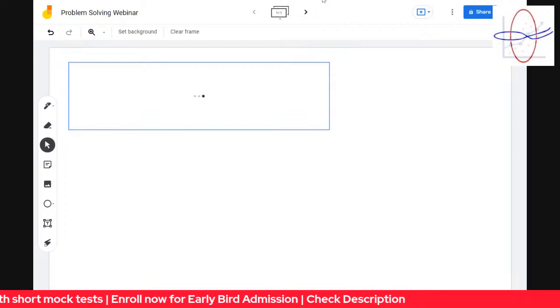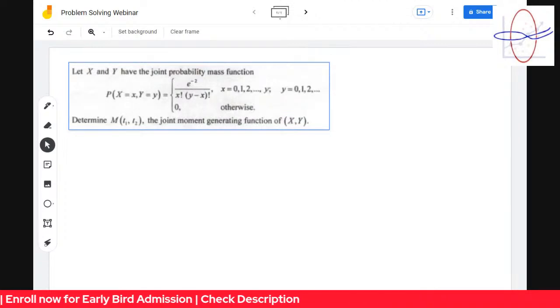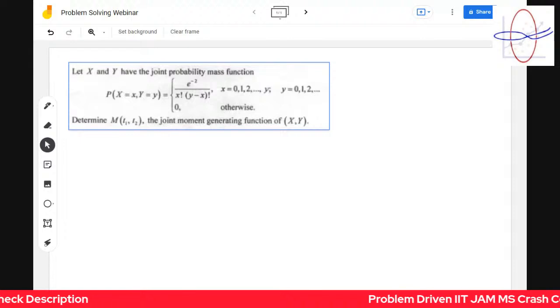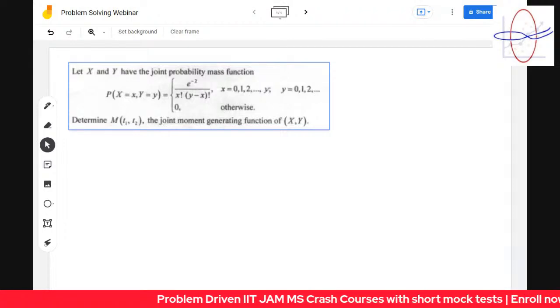Okay, Ptolemy, do you remember the problem you are facing an issue in? Can you share the problem with me once? Did it get clear? The joint moment generating function was a problem?